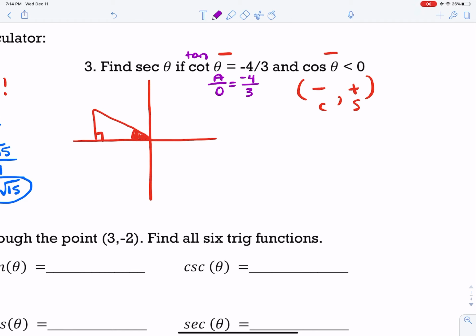And let's plug it in. Negative 4 is our adjacent. That makes sense because we're going to the left. Opposite is positive 3. We're going up, so that's positive. That makes sense. And then a squared plus b squared equals c squared.